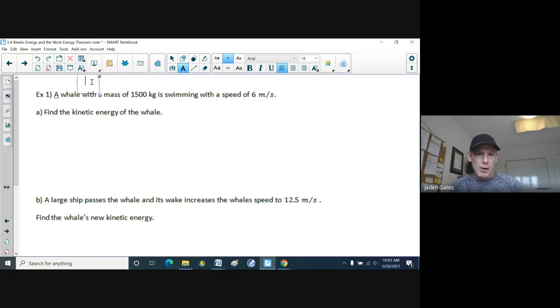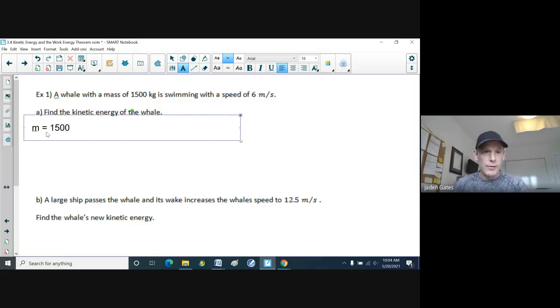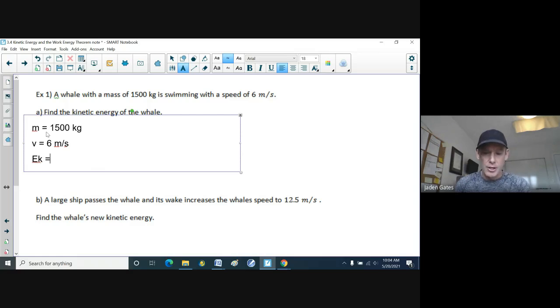All right, so let's check something out here. Example 1. A whale with a mass of 1,500 kilograms is swimming with a speed of 6 meters per second. Find the kinetic energy of the whale. I like to write down my variables here. We have our mass, which is the 1,500 kilograms, like 3,500 pounds, and whales are huge. The velocity of this whale is 6 meters per second, and we want the EK, kinetic energy.